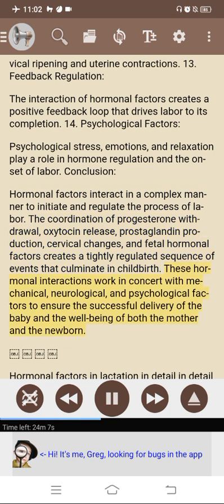These hormonal interactions work in concert with mechanical, neurological, and psychological factors to ensure the successful delivery of the baby and the well-being of both the mother and the newborn.